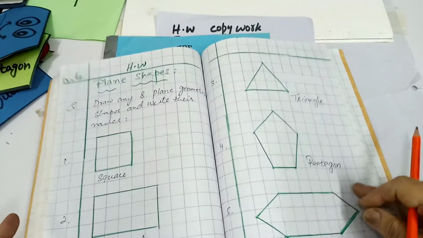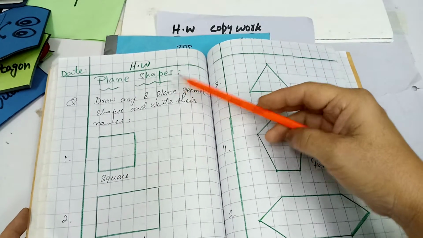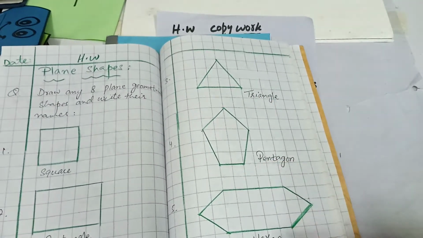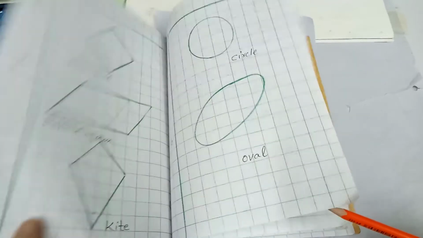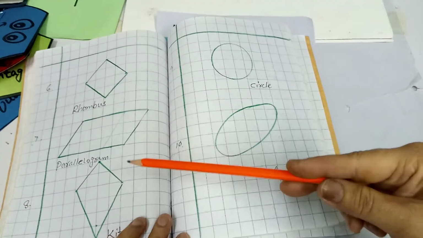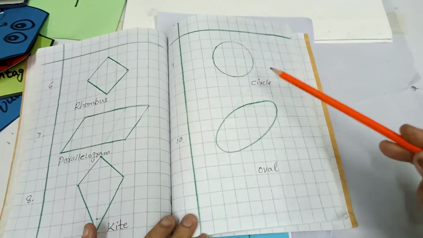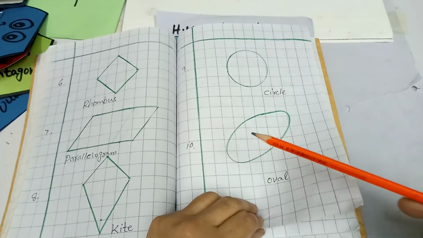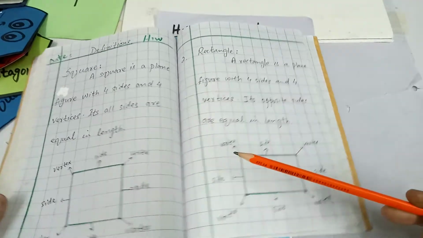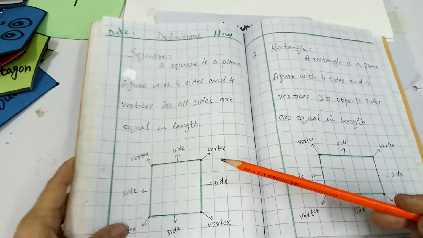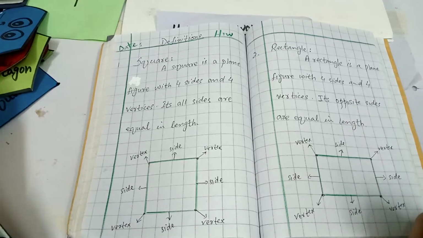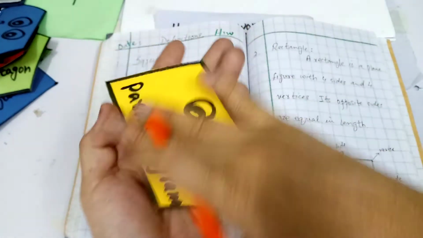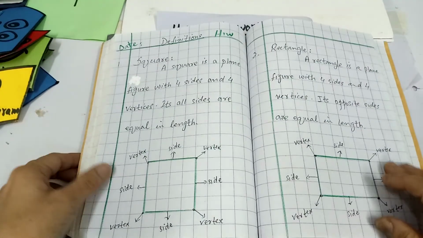Now draw the plane shapes: square, rectangle, triangle, pentagon, hexagon, rhombus, parallelogram, kite, circle and oval. These are 10 plane shapes or 2D shapes because they have only length and breadth, and this is a flat surface.